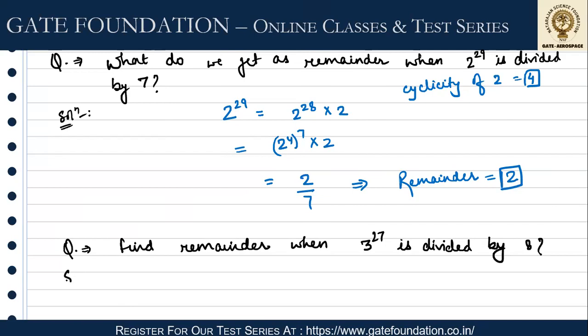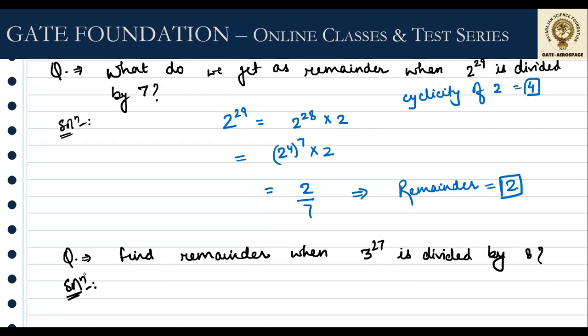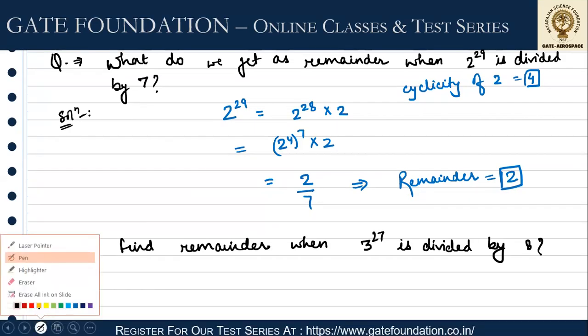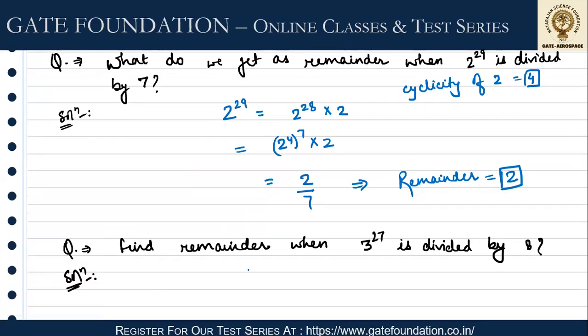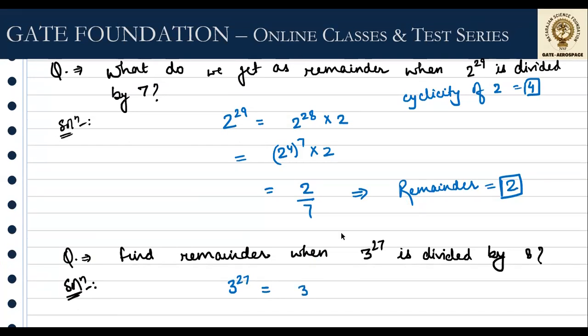Yes, let's solve this question. Let me see whether you have got the idea of cyclicity or not. Okay, that was quick. Good. Let's see. So 3 raised to 27. Basically, the cyclicity of 3 is 4.